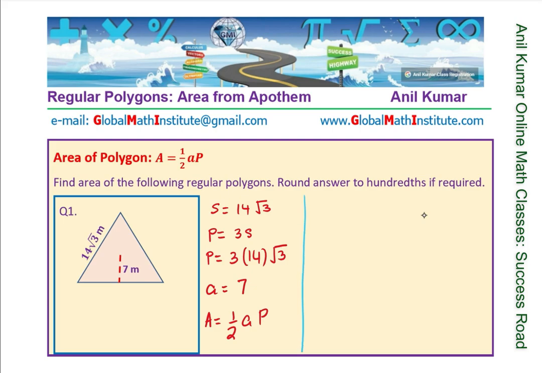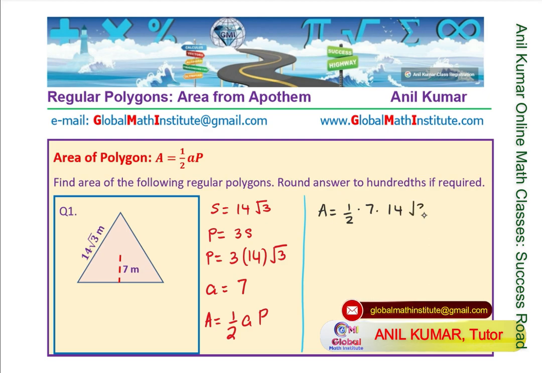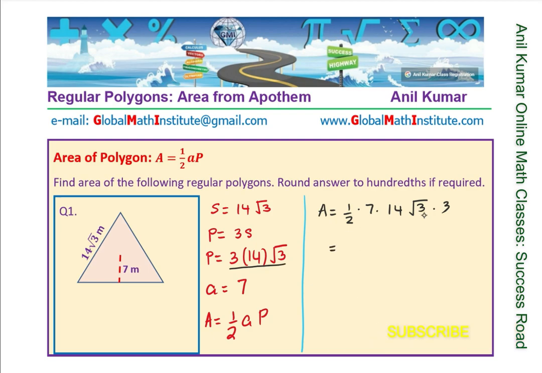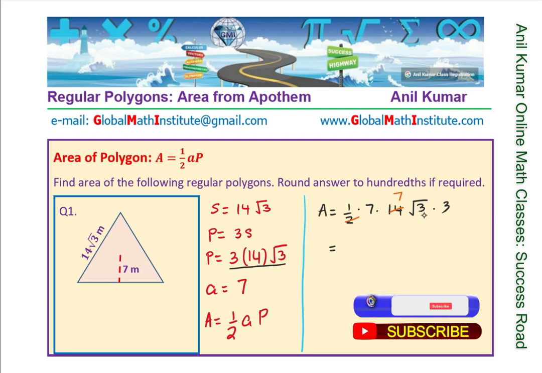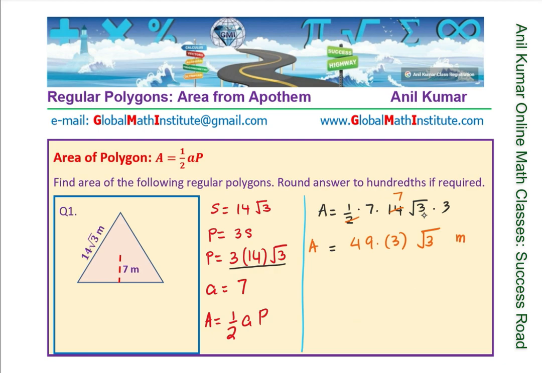So let's calculate this now. The area is equal to half, the apothem is 7, and the side length is 14 square root 3. There are 3 such sides, so we'll multiply by 3. That gives us the complete perimeter. Clear? You can simplify this and then write down your answer. So we get 49 times 3, in brackets, square root 3. As the area, the units will be meters squared.